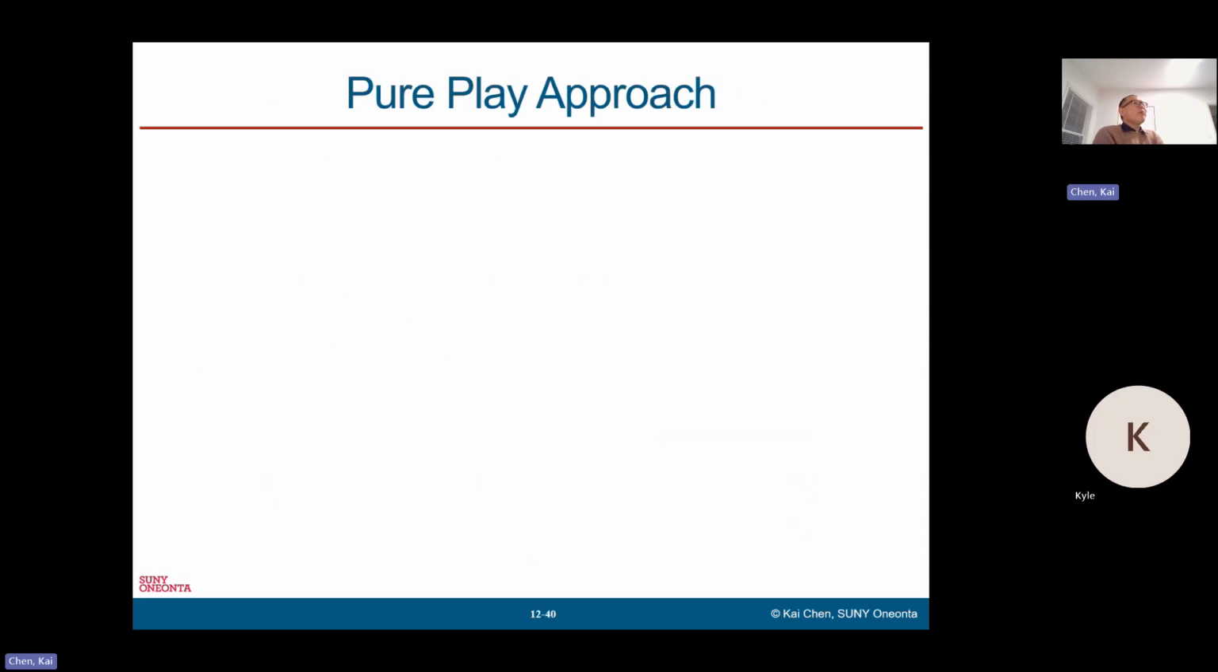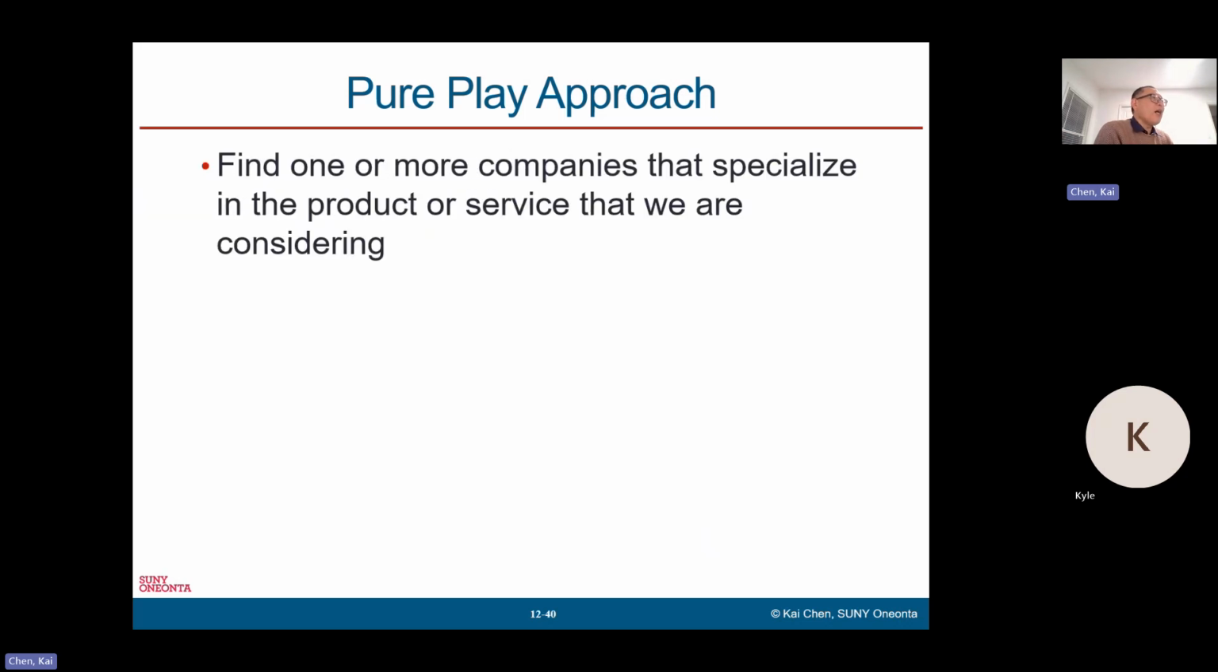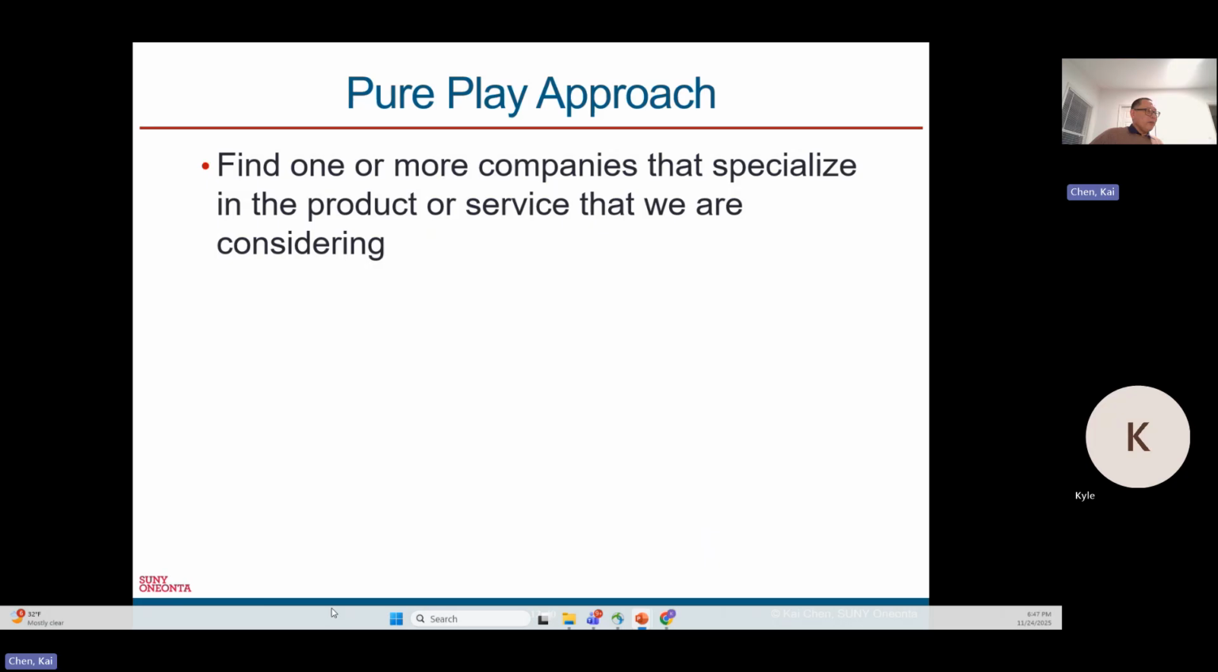We can use a pure play approach. What is a pure play approach? Now let's look at. We can, for a project.